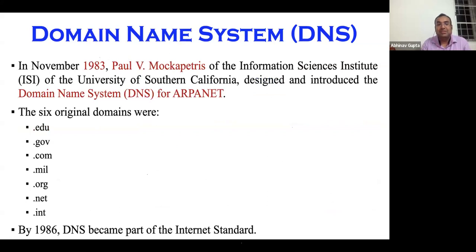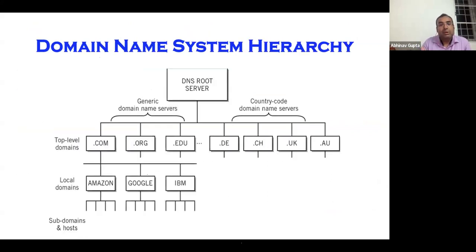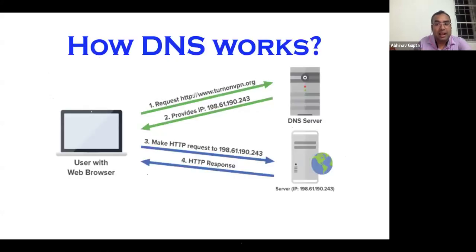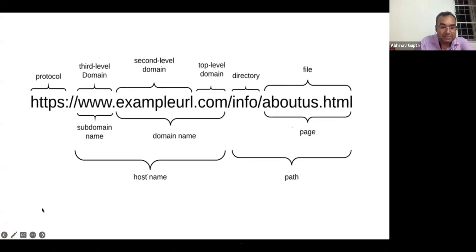Now, this domain name system was broadly introduced by Paul V. Mockapetris from the Information Sciences Institute of the University of Southern California. It's just factual information that the domain name system, which was initially used for ARPANET, was developed in 1983 by Mr. Paul. There are various hierarchies of the domain name system; we would not go into that. What we will broadly try to pick up is what the domain name system is.